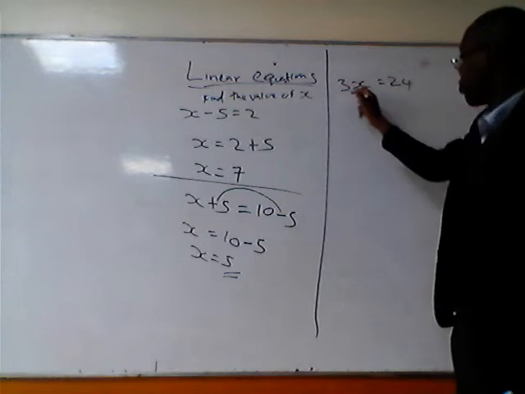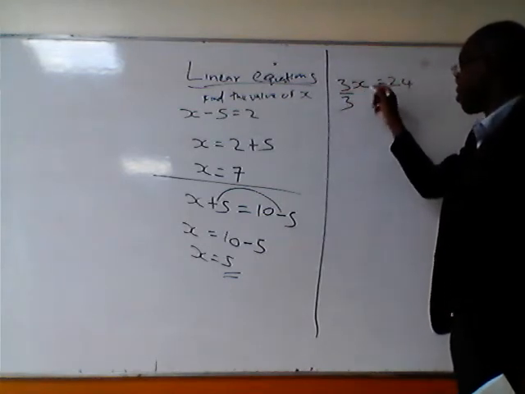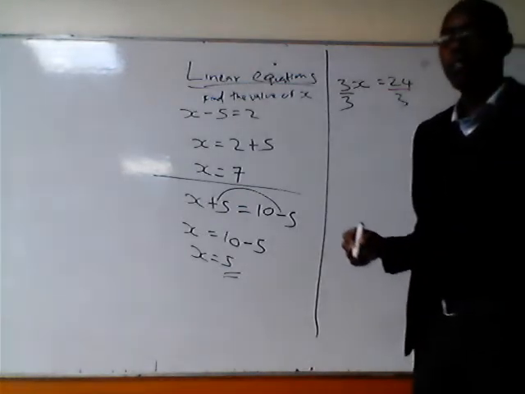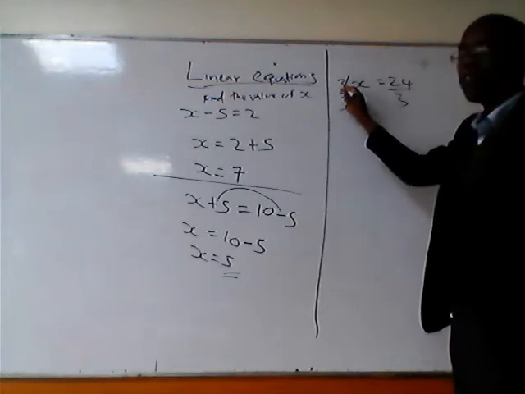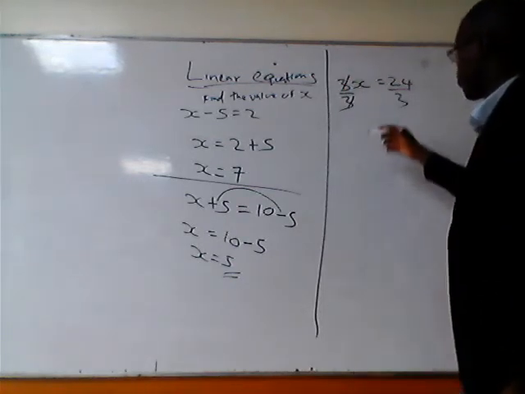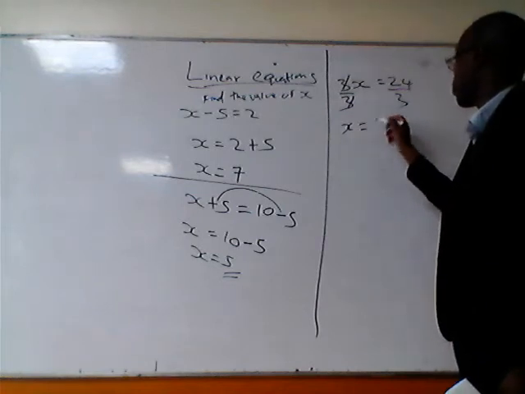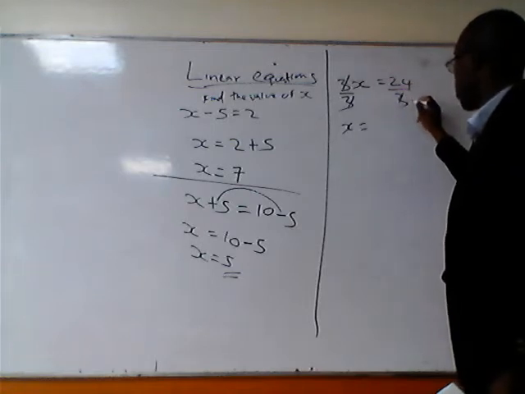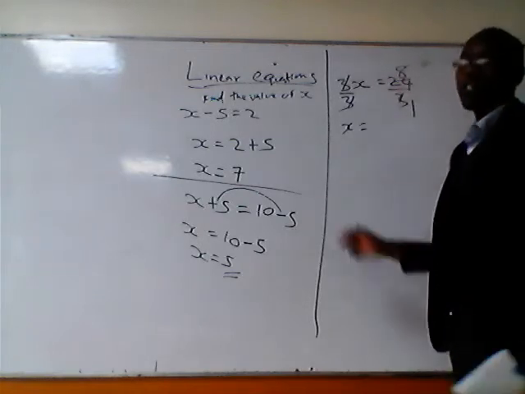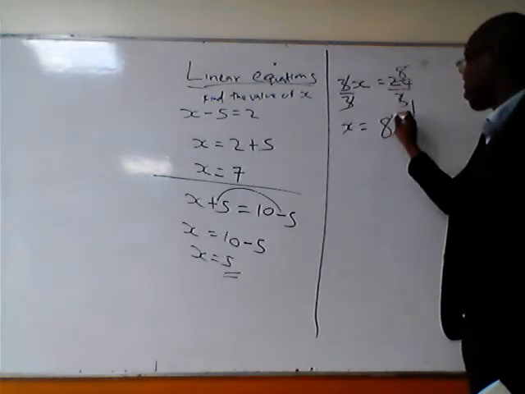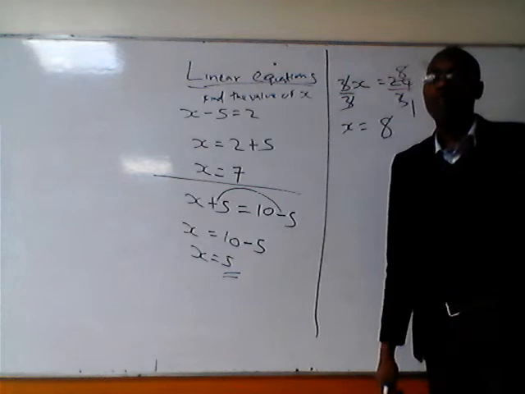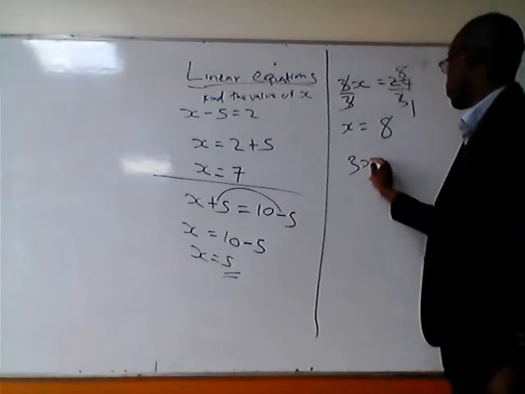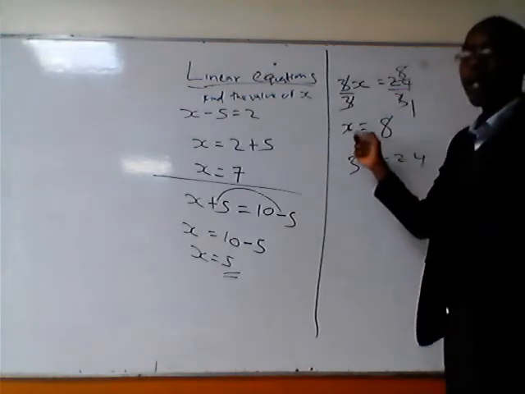What we usually do is divide by 3 on this side and also by 3 on both sides. So 3 and 3 will cancel, so that you remain with x is equal to 24 over 3. 3 into 24 is 8, so that your x is 8. You can also go ahead and prove it. So it was 3x is equal to 24, and your x is 8.